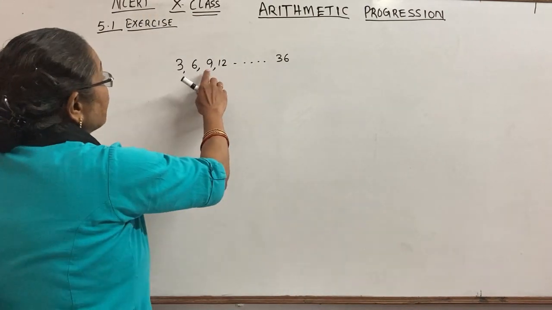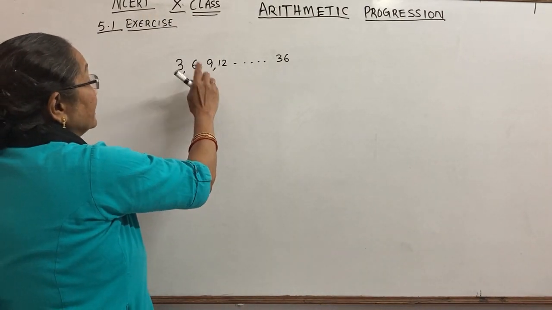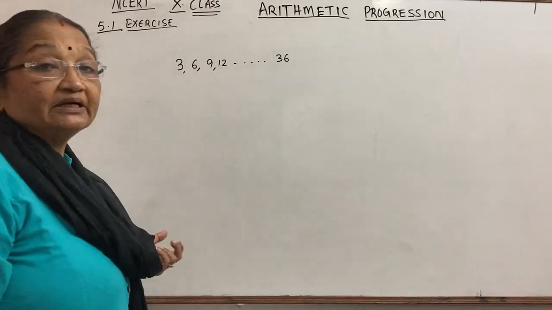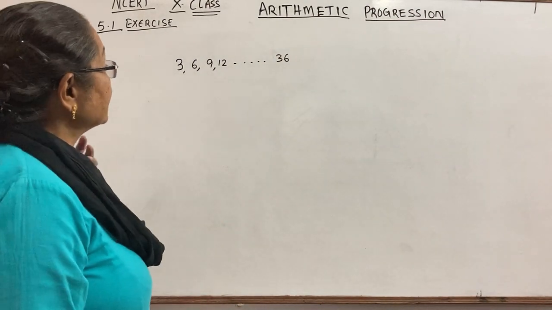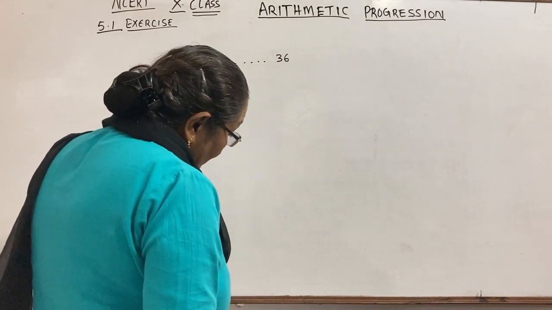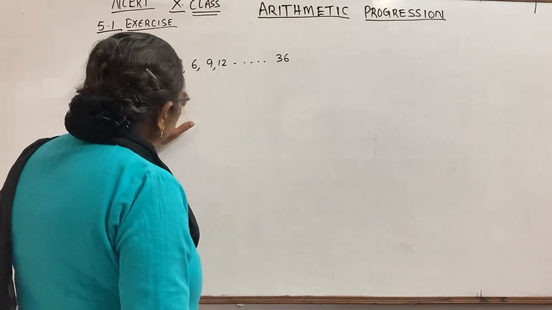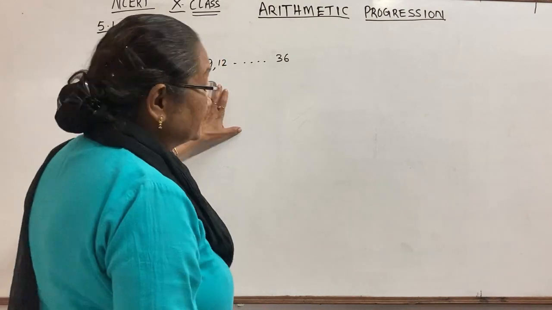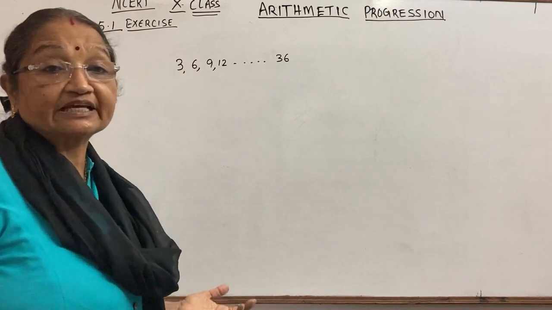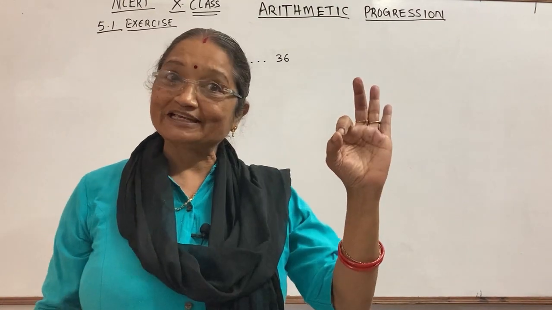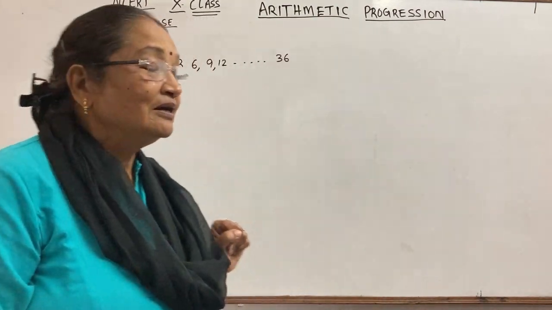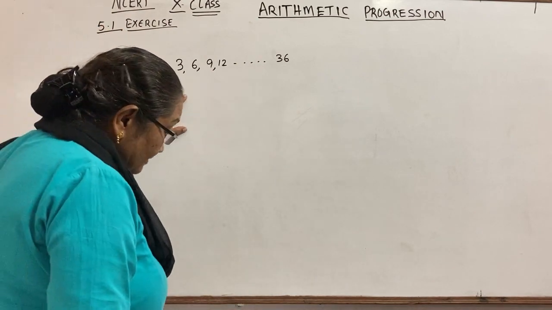To get the preceding number you add that difference, that is known as what? Common difference. In short, what we say CD. Then so fixed number is known as what? CD, common difference. Common difference can be positive, common difference can be negative, common difference can be 0 also.